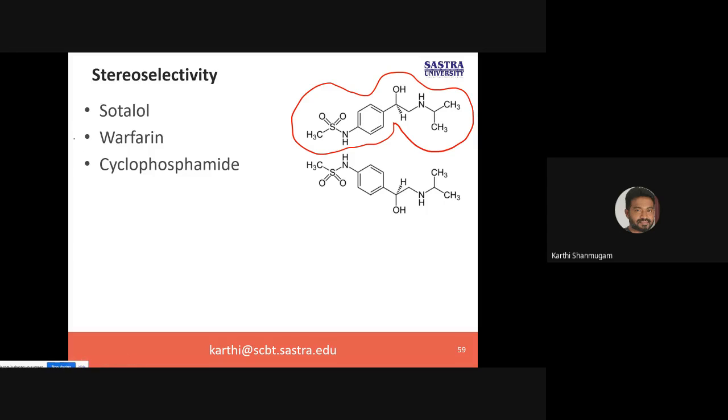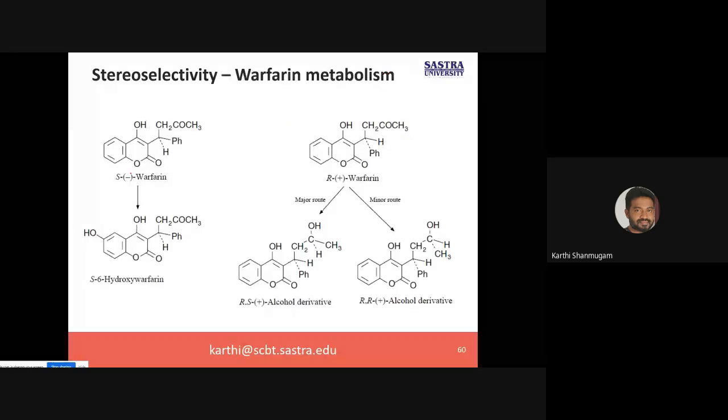So if we take warfarin as an example, because it's a standard example used for explaining the stereo selectivity of the drug molecule for metabolism. So this is the structure of warfarin. Obviously you have to remember the structure of warfarin.